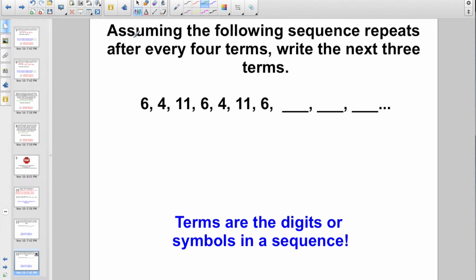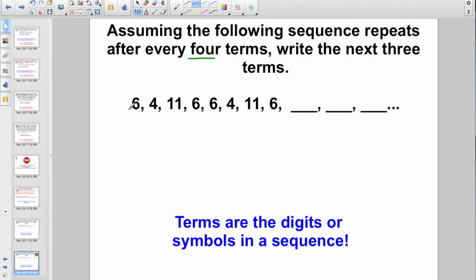Check this guy out though. Assuming the following sequence repeats after every 4 terms, write the next 3 terms. So I'm going 6, 4, 11, 6. 6, 4, 11, 6. So what's going to be the next 3 terms? Well, I'll start with my first 6. I'll move into my 4. And then the last one I have room for is the 11, right? Not too tough if you break it down and read how many terms.